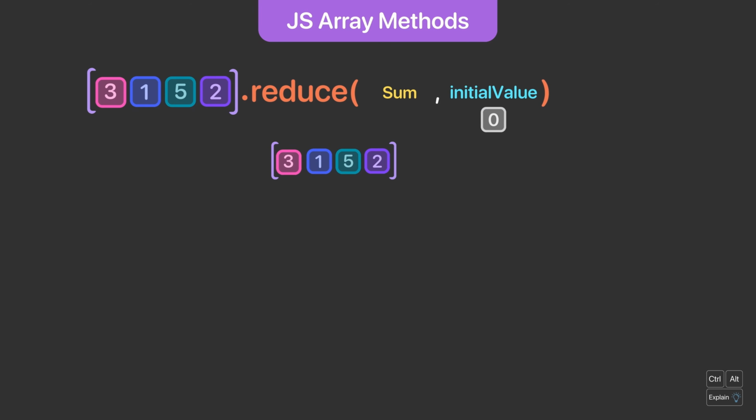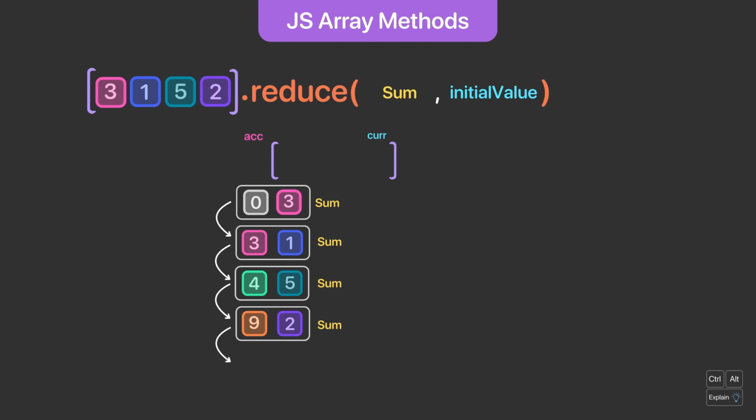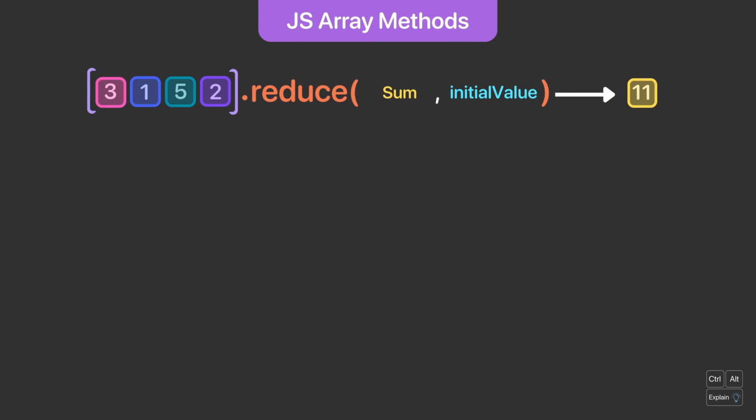We start with an initial value of 0. This becomes the first accumulator. Then reduce begins iterating through the array, passing the accumulator and the current item into the reducer function. On the first step, the accumulator is the initial value 0, and the current value is the first element, 3. So the sum of accumulator and current is 3. That return value becomes the accumulator for the next step, and current moves forward to the second element, value 1. So the sum becomes 4. In the next step, current is 5, and the sum becomes 9. And in the final step, the current is 2. So the final accumulator is 11. This is the return value of reduce.